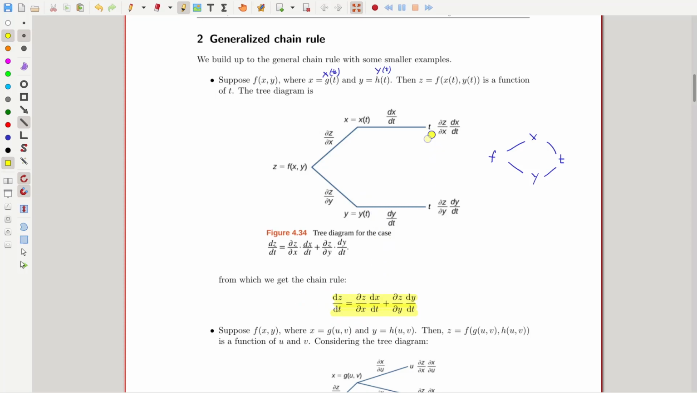what you do is that you add up across all the paths to get to the variable that you're taking the derivative with respect to. So we're taking the derivative with respect to t. There are two ways to get to t. There's a path that goes through x and a path that goes through y, as you can see. And so each path, we end up taking the products of different derivatives, and then we sum across all paths. So we have a path dz dx, dx dt, and a path dz dy, dy dt. Okay.